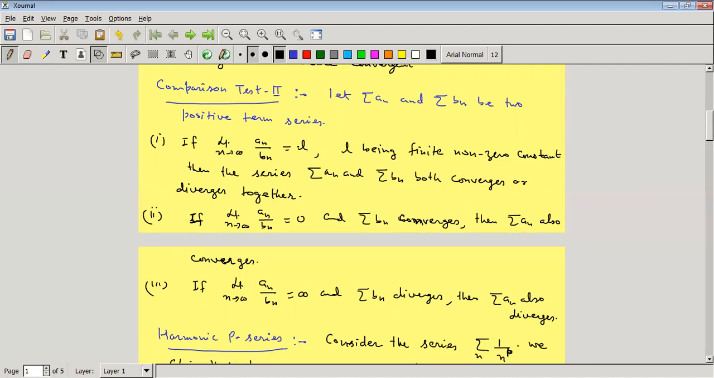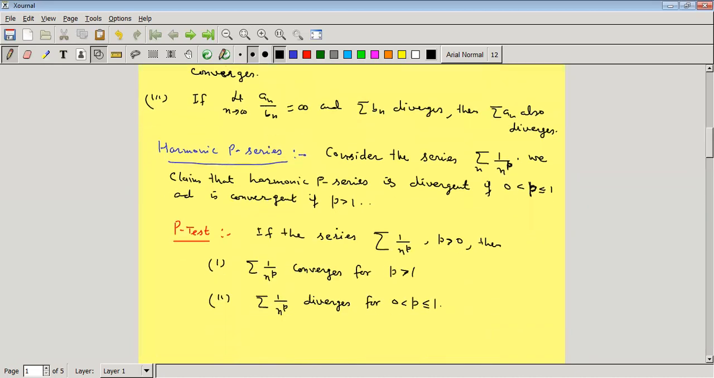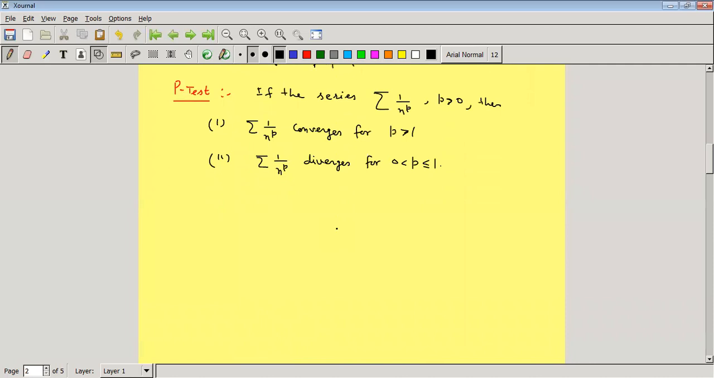So in the first part, L is not equal to 0 and L is not equal to infinity. So what is the value of L? L must be greater than 0. Why? Because we have a positive term series. If a positive term series is convergent, then it converges to a positive number, right? Or if it diverges, then it diverges to plus infinity. So we separately discussed 3 cases, and then we talk about the p-test.